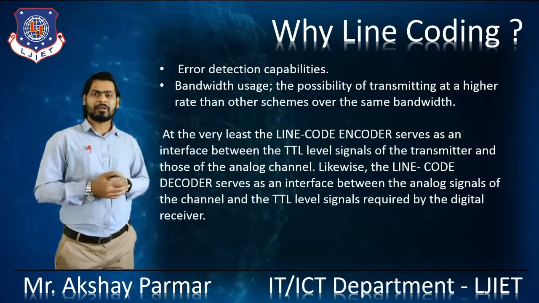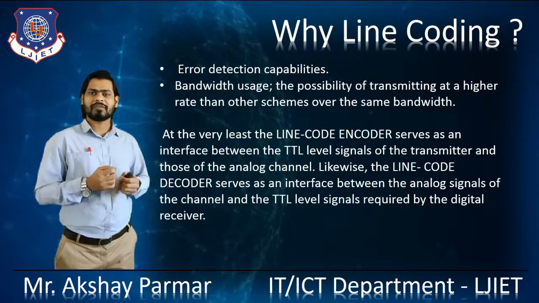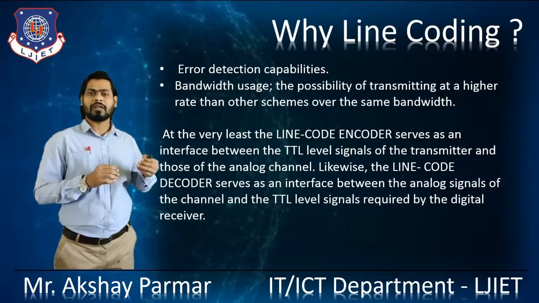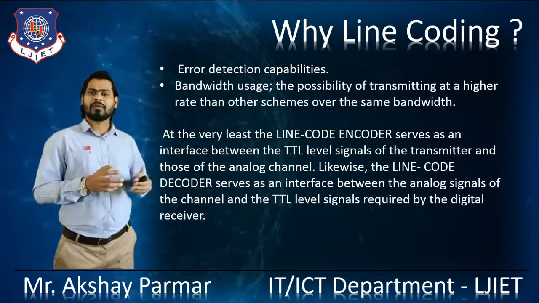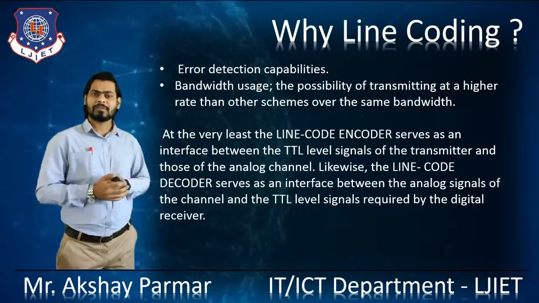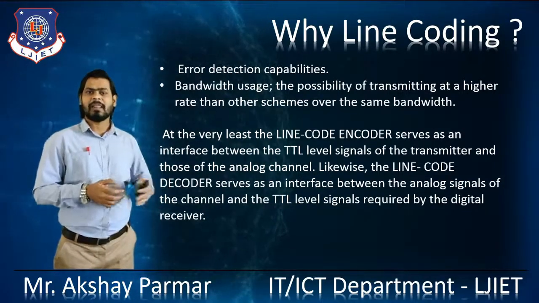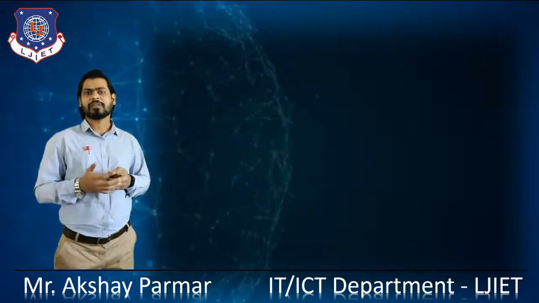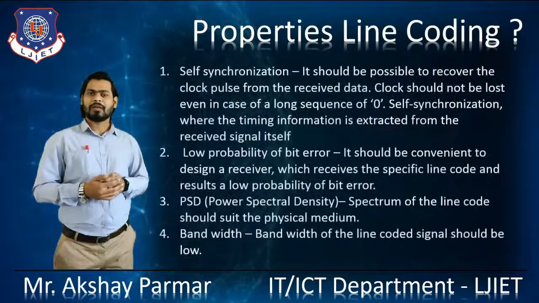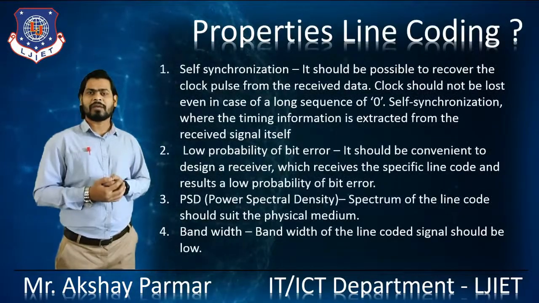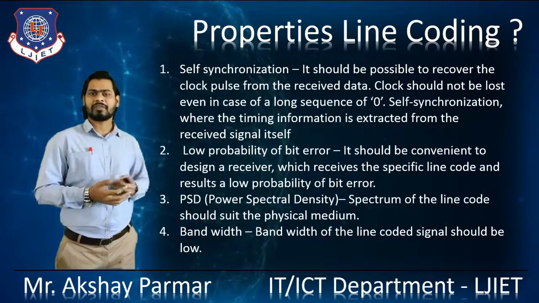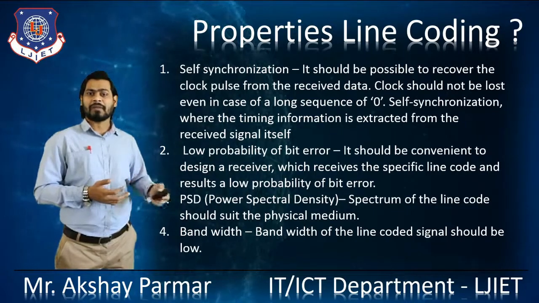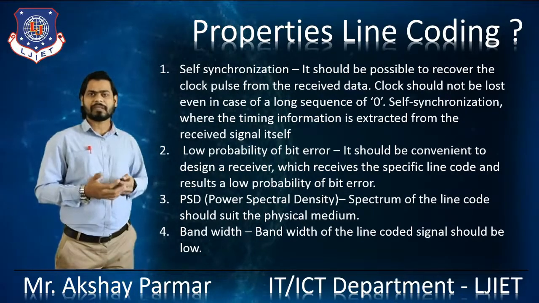At the very least, the line code encoder serves as the interface between the TTL level signalings of the transmitter and those of the analog channels, right? Likewise, the line code decoder serves as an interface between the analog signals of the channel and the TTL level signals required by the digital receiver, right? So that's why we are using the line coding techniques. There are some properties of the line coding techniques, such as self synchronization, low probability of bit error, power spectral density, bandwidth, and all that, right?